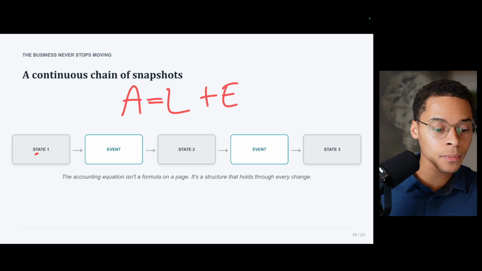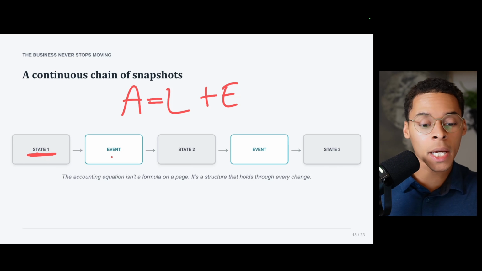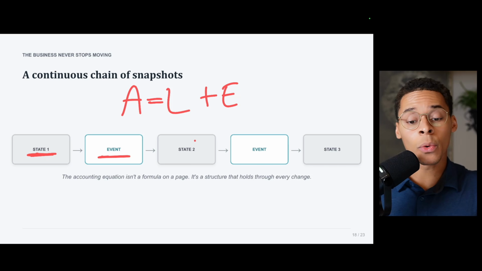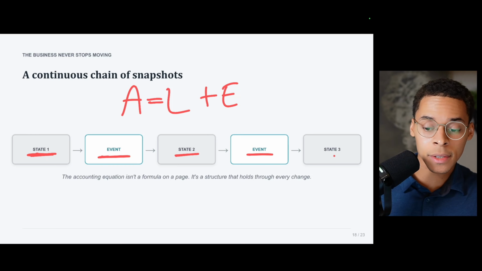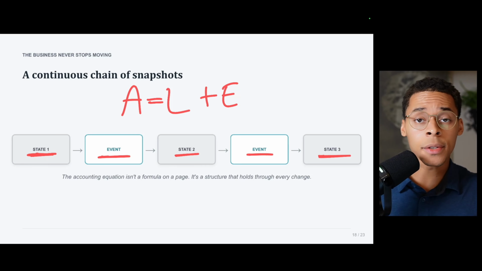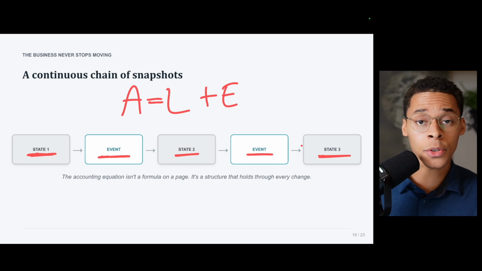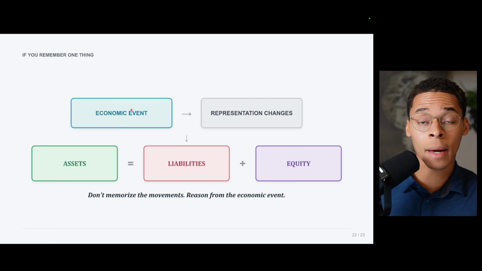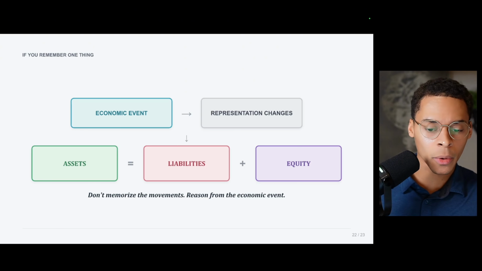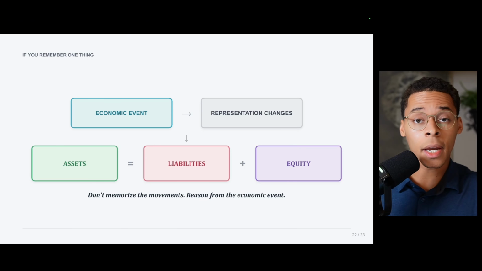So state one, okay, state one of the company's financial position is going to be updated by business events, and that's going to lead to state two. State two is going to be updated by business events, and of course that leads to state three, and so on and so forth. And we're going to get deeper into what this actually means within this course, but that's the main takeaway from this video. So just understand that economic events are essentially going to be modeled by a company's accounting system, okay? And that accounting system is going to organize this information within the accounting equation.